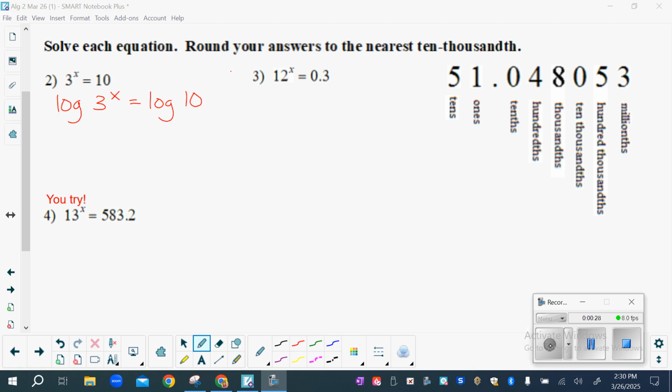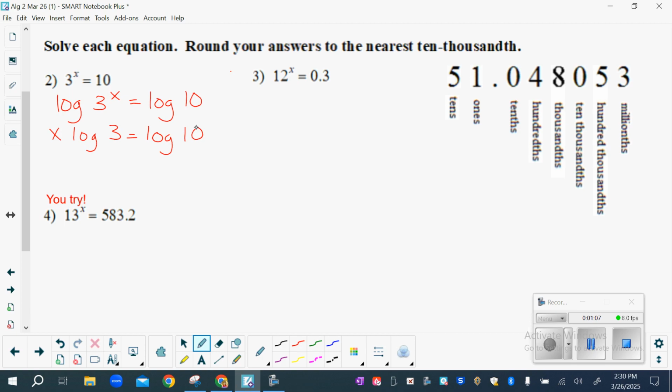Now we have a rule that tells us we can move this exponent. What rule is that? That's right. One of our rules is that when we have a log of something with an exponent, we can move that exponent to the front. So this becomes x times the log of 3 equals the log of 10. This is why we have logs, because we want to solve for that exponent. So we can move that x to the front, and now we can solve for it.